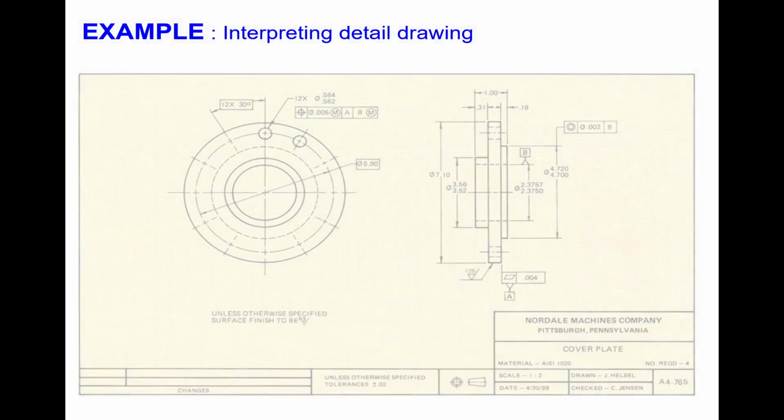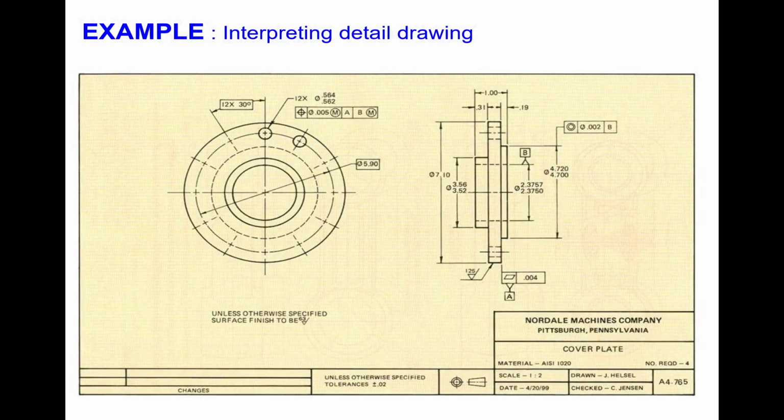This is an example of how we interpret the detail drawing. Okay, so we have one detail drawing here. This is the title block. Okay, this is the company, this is the name, cover plate. Okay, it has scale 1:1, the material used. This is drawn by whom, checked by whom. This is the drawing number, any date, and any projection type. This one is the tolerance, unless otherwise specified.